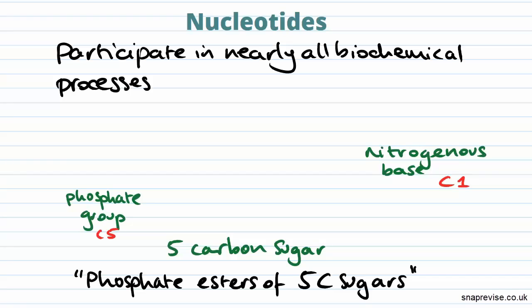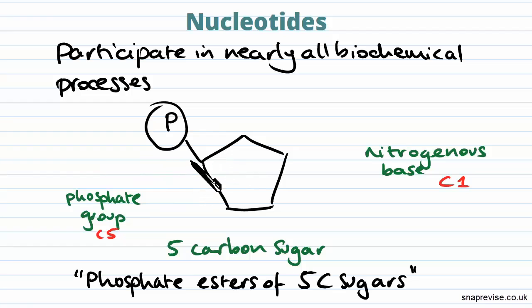So nucleotides are biological molecules that participate in nearly all biochemical processes, and they are often described as phosphate esters of 5-carbon sugars. This is because they contain a 5-carbon sugar, which is bound to a phosphate group by an ester bond, which would be here.